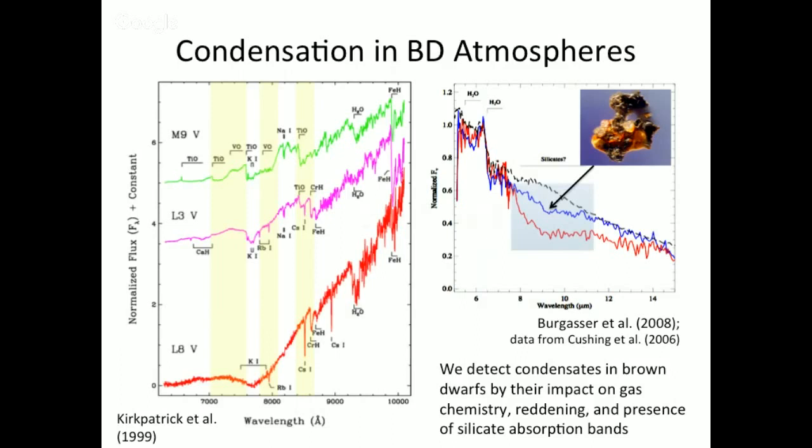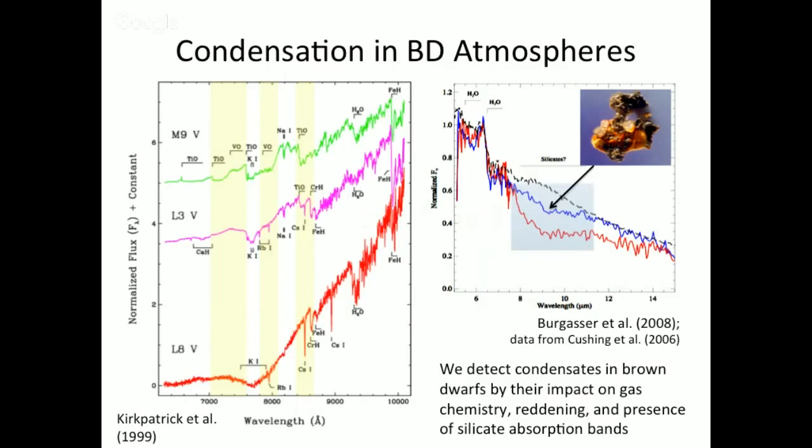This is originally work by Mike Cushing. We did some follow-up work on this. This sort of depression here, which is not particularly exciting in appearance, actually lies right in the region where we see the same kind of features in cometary silica grains. We just see these in emission in cometary spectra. In this case, we're seeing it in absorption. And so this is, again, one of the smoking guns that we think there are, in fact, condensed species in these atmospheres, because you wouldn't see these solid state features otherwise.